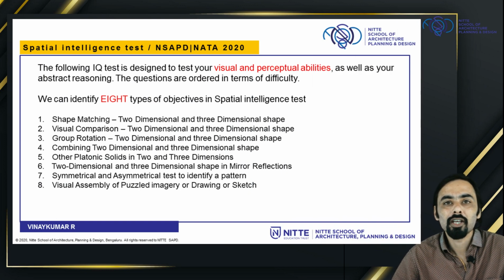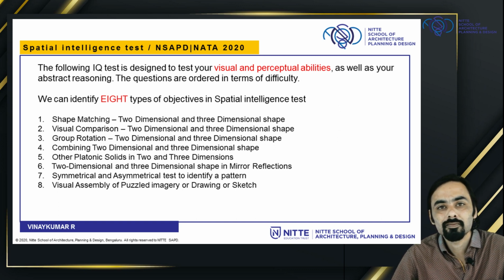The following IQ tests are designed to test your visual and perceptual abilities. The questions are ordered in terms of difficulty. We can identify these special ability test questions into 8 different objectives as follows.